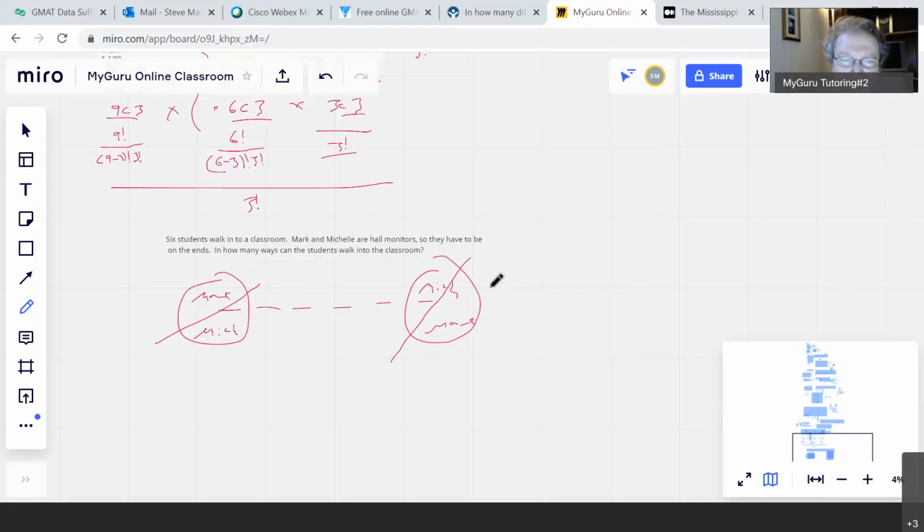So what we need to do, because we have no restrictions on those middle 4, is 4 factorial. And then we multiply that by the ways of arranging Mark and Michelle's positions, which is 2 factorial. You could also think of it logically and say, well, I've got 4 factorial for the situation where Mark is first, plus 4 factorial for the situation in which Michelle is first.